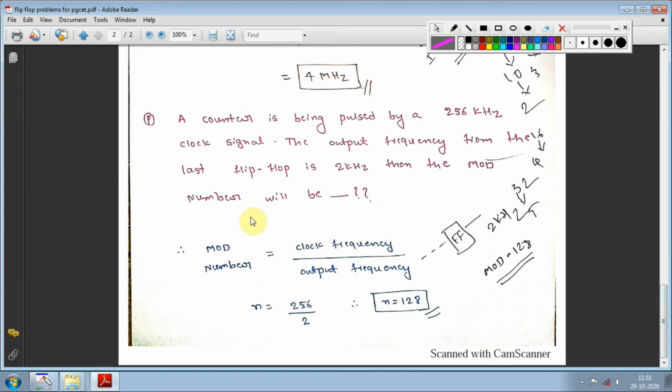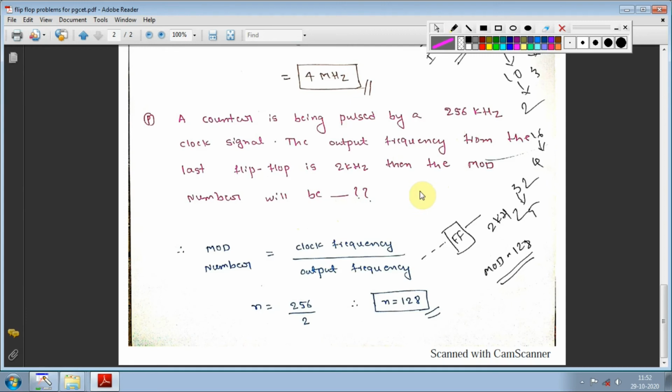A counter is being pulsed by a 256 kilohertz clock signal. The output frequency from the last flip-flop is 2 kilohertz, then the mod number will be. So see, same kind of problem, but here they are giving the pulse frequency, that is input frequency, and input clock they have given, and they are giving the output also. You need to find out the mod value, that is how much it is counting from where to where. So that you need to find out. So mod value for the counter.